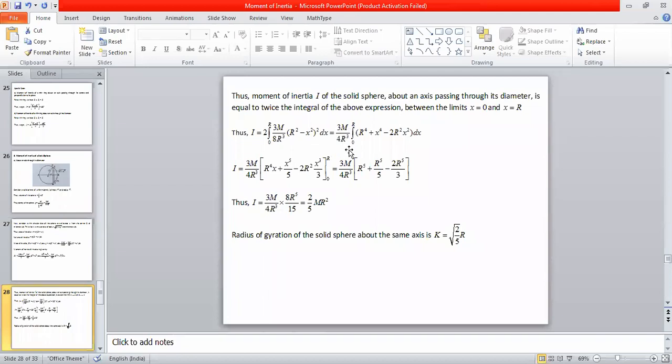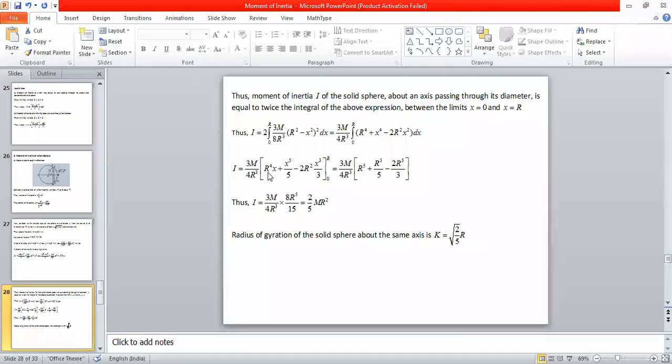3m divided by 4r cubed, and (r square minus x square) whole square. There is the (a minus b) whole square formula: a square, r to the power of 4, plus b square, x to the power of 4, minus 2ab, 2 r square x square, dx. If you do the integration of r to the power of 4, can somebody say what is the integration of r to the power of 4?